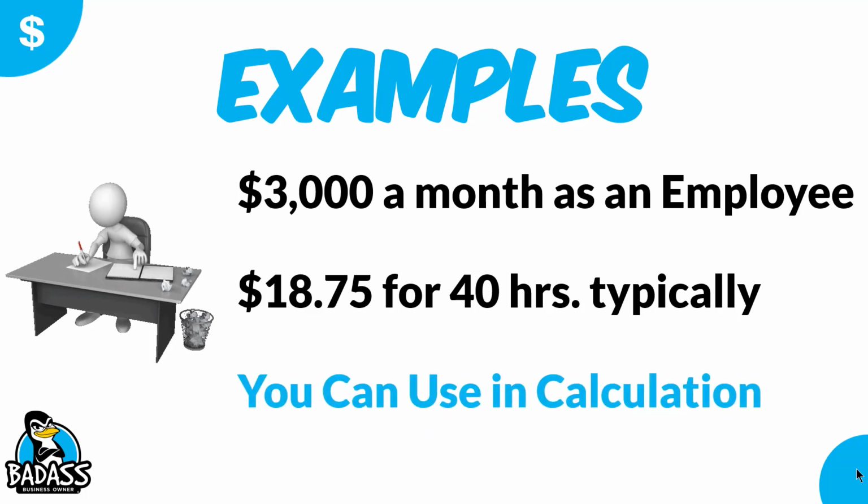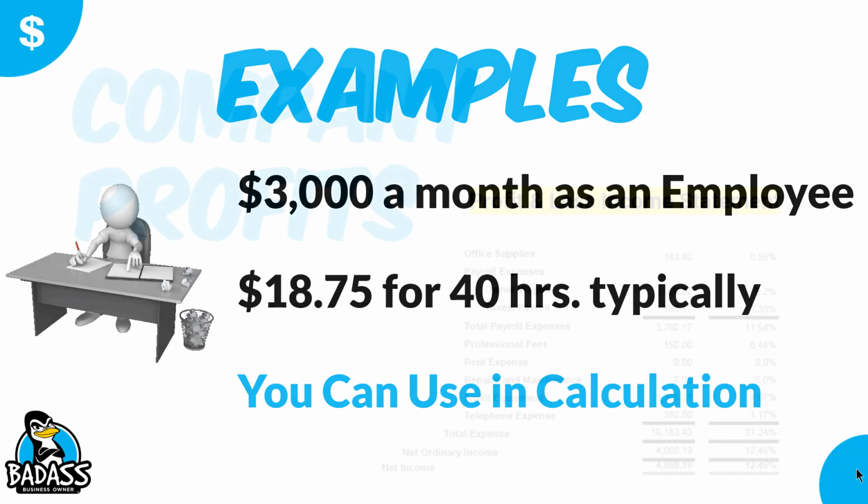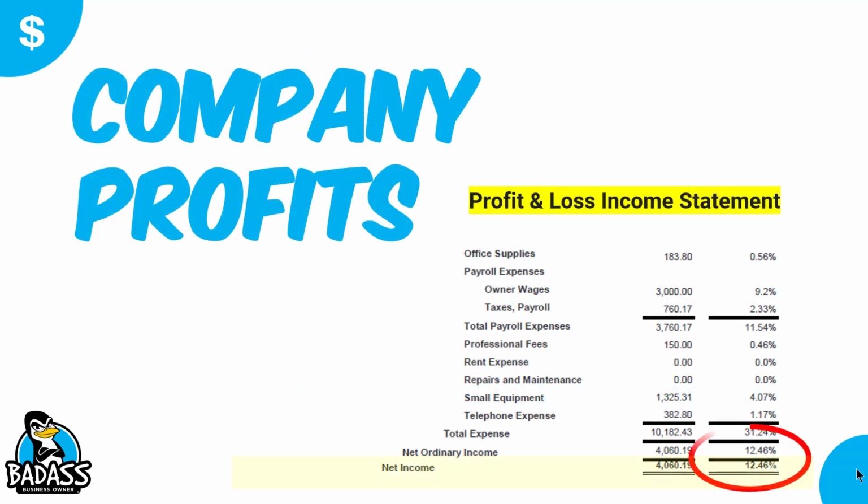And you can use this in your calculation versus if you're doing it by the hour like we did in the other one. So whichever direction you go, just know you need to capture the money you pay yourself as an employee doing the thing in the business that you do as an employee. Now, once again, our profits are the bottom line of our profit and loss statement. So in this particular case, he's doing it correctly, and his profitability for the company is 12%.